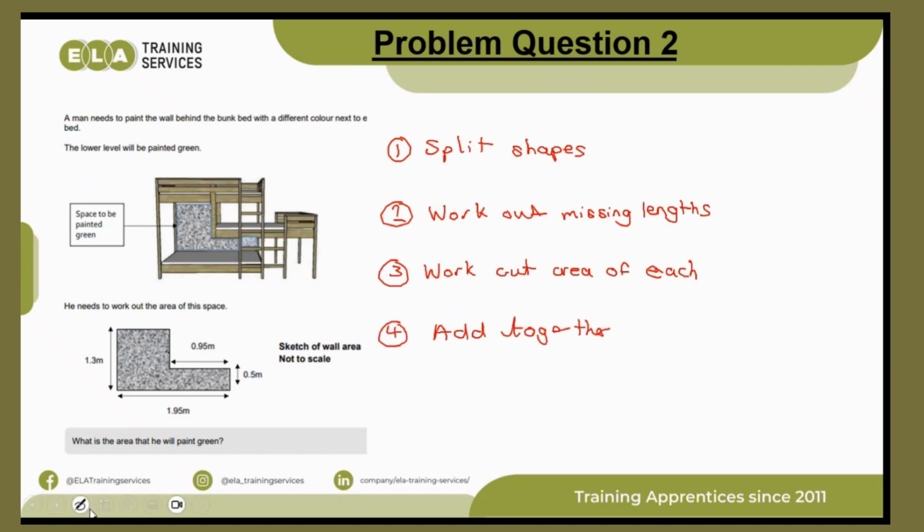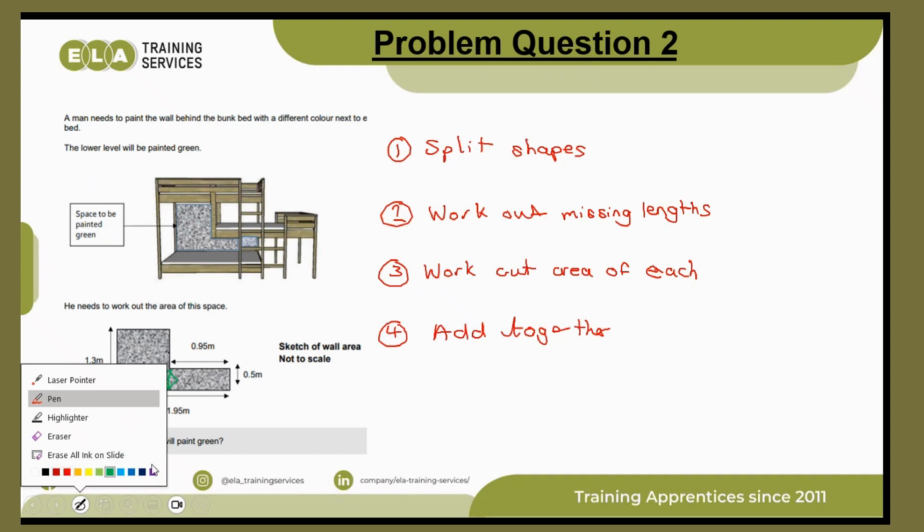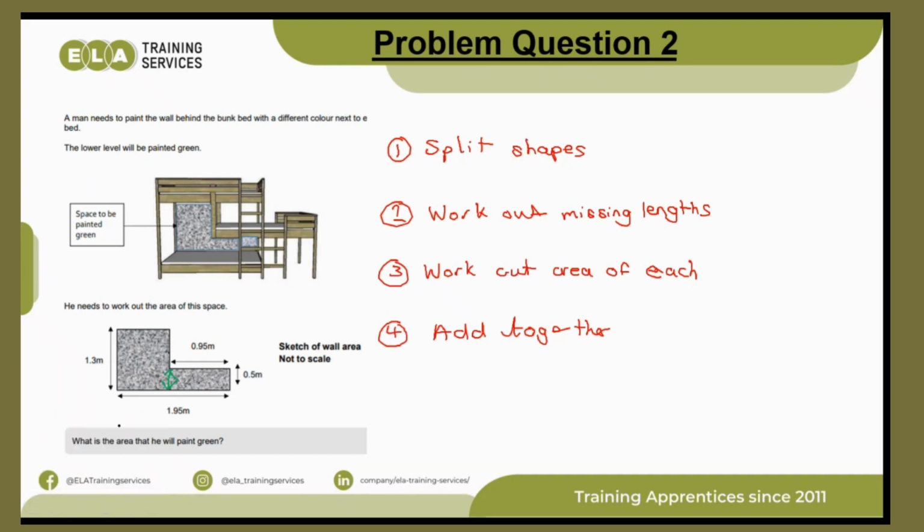Okay, so let's split the shapes first. So we split the shapes. Perfect. Choose a different colour. Might have to stick with red. So we've split the shapes. Tick. We're going to work out any missing lengths. So we know all the way across is 1.95, but from here to here is 0.95. So we're going to do 1.95 take away 0.95, and that equals 1. So 1 metre is the missing length.